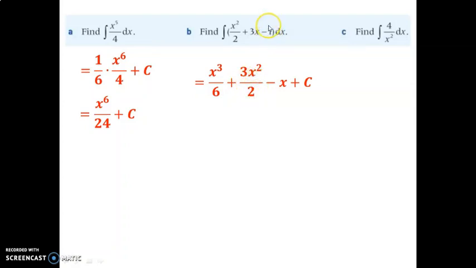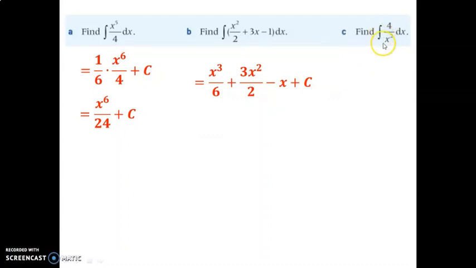And the last one, whenever you have a constant, it's like having x to the 0 power after it, because x to the 0 power is 1. So -1 really means -1 times x to the 0 power. And x to the 0 power raised by 1 makes x to the 1. So here's that -x plus c.